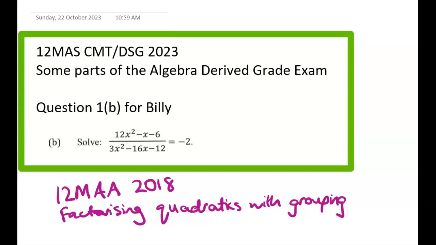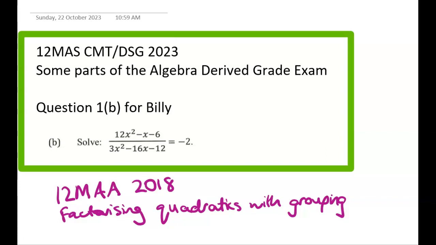Kia ora koutou. This is question 1b of the derived grade algebra exam for Billy. If you want any of the other parts done, please just shoot me an email and I'll try and work through them. The worked solutions for this are now up on Google Classroom, but sometimes it's easier to hear what I've done at each step.